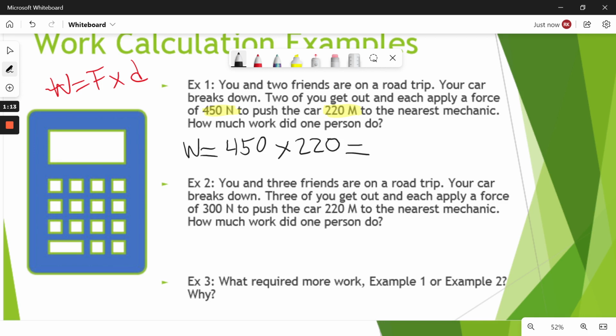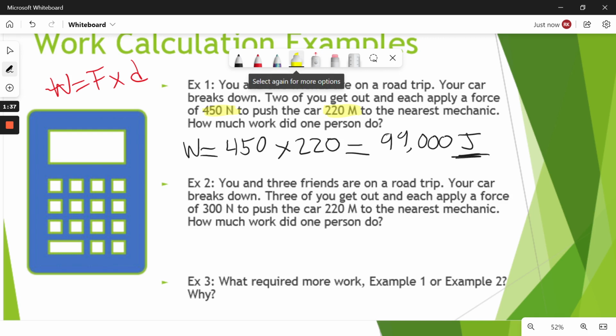If you can, you will always have access to a calculator. And this tells me that we did 99,000 joules of work. We got to remember that unit, joules. Very important to have our unit. And that's our first example. Let's look at number 2.